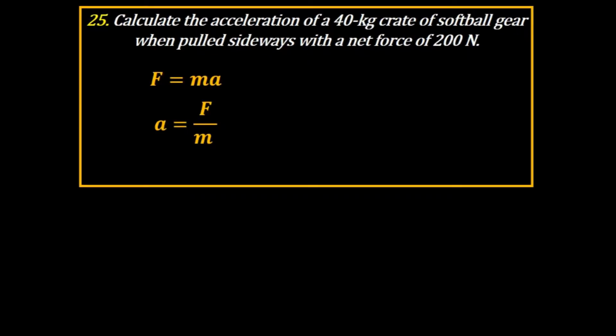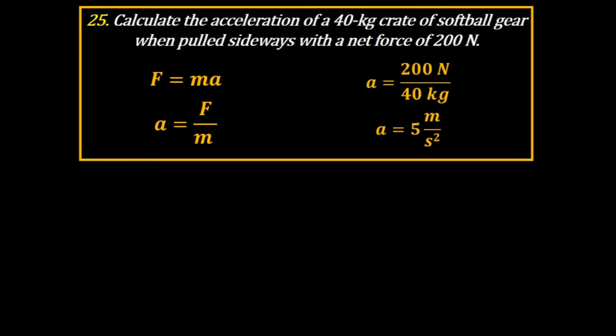Okay, number 25. Calculate the acceleration of a 40 kilogram crate of softball gear when pulled sideways with a net force of 200 newtons. So 200 newtons equals 40 times A. Wouldn't it be 200 divided by 40? It's not falling, it's going sideways. So A equals 5. Hopefully that's what you got.